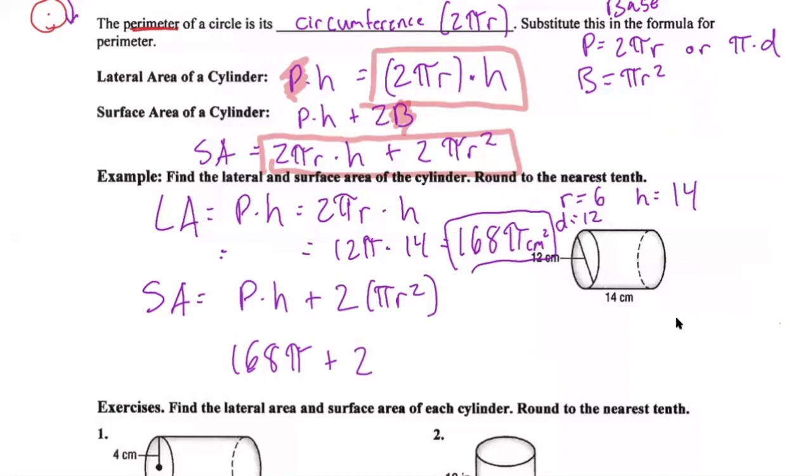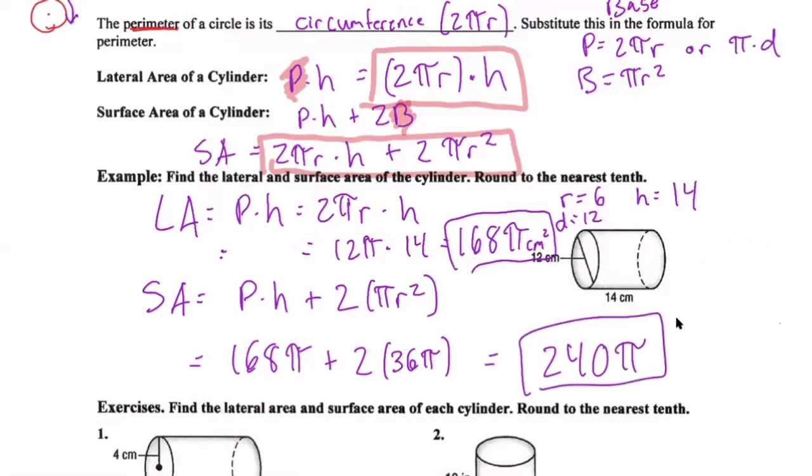This here ends up being 36 pi. 240 pi is your final answer, centimeter square. Boom.